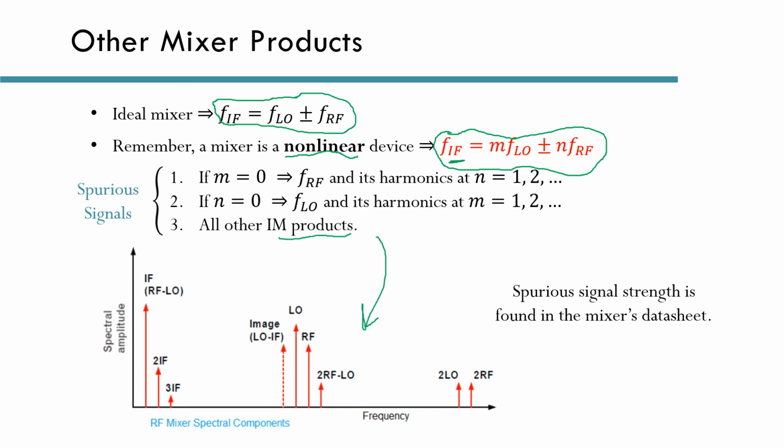And this is what I'm showing here. We're already familiar with this spectrum. Now, the question is, how do we know the power level of these so-called spurious signals? And the answer is that they're given in any mixer's datasheet.